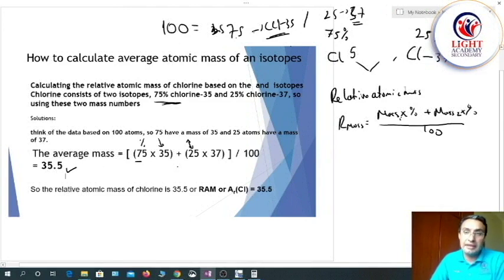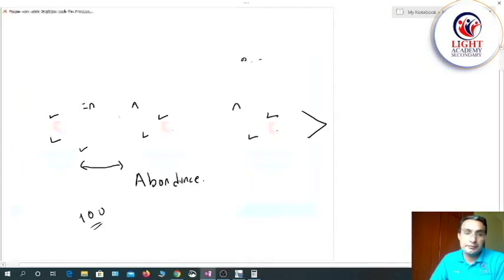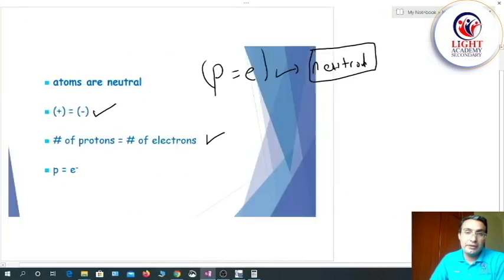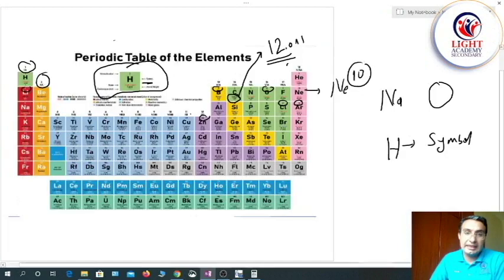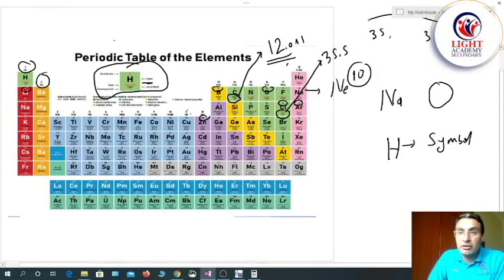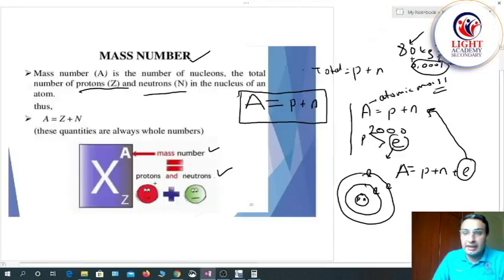When we go to the periodic table, let me show you. You are going to see the exact atomic mass of chlorine. Where is it? Here. You cannot see, but I can see 35.5. It is neither 35 nor 37. So the relative atomic mass of the isotopes of an element can be calculated this way.